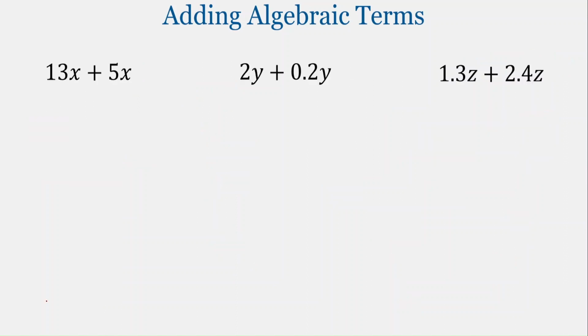Now let's practice without the bar model. Again, in all the examples you see today, these are going to be like terms. So we're going to have the same variable raised to the same power. So we're combining like terms. So now we have 13x plus 5x. We add these coefficients. That's going to give us 18x.